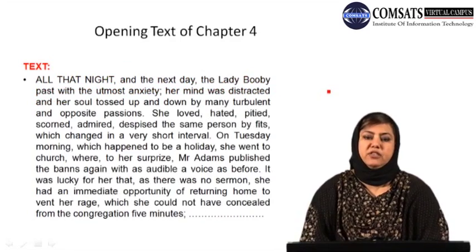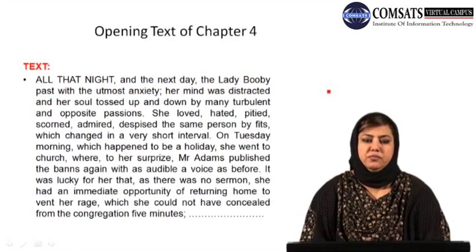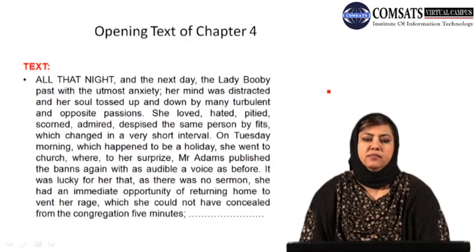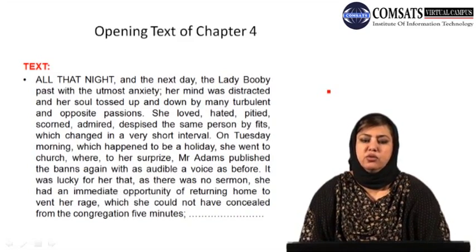Here is the opening text of chapter 4 that I would like to share with you. The chapter starts: all that night and the next day, the Lady Booby passed with the utmost anxiety. Her mind was distracted and her soul tossed up and down by many turbulent and opposite passions. She loved, hated, pitied, scorned, admired, despised the same person by fits, which changed in a very short interval.